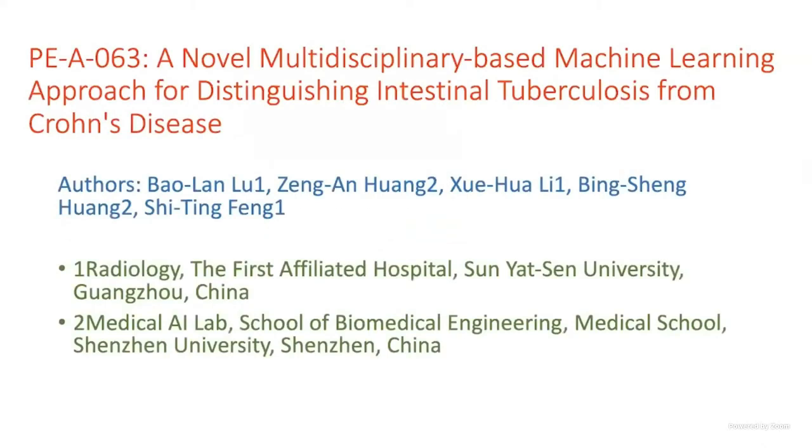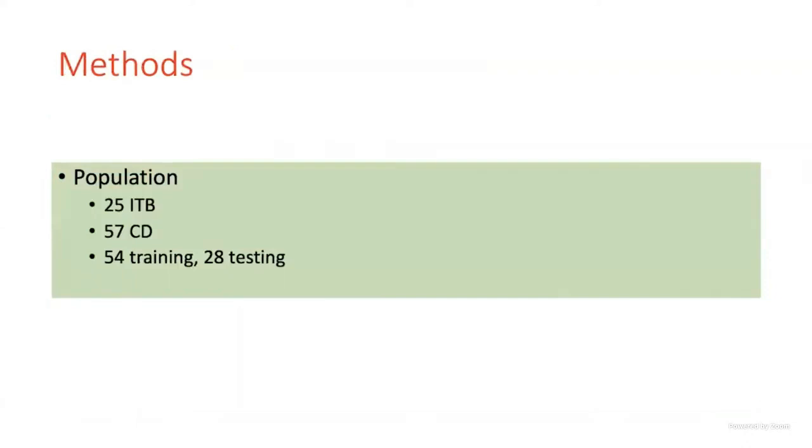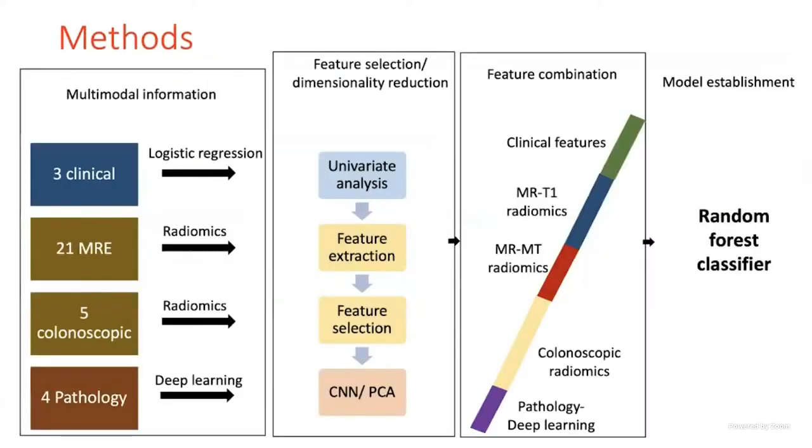The other aspect related to machine learning was differentiating Crohn's disease from intestinal tuberculosis, which is a very common problem for us. So this study used an AI-based multi-parametric model to differentiate Crohn's disease from intestinal tuberculosis. It had 25 patients with TB and 57 with Crohn's disease, of which 54 were included in the training and 28 in the testing cohort. It had multimodal information, including 3 clinical features, 21 MRE features extracted through radiomics, 5 colonoscopic features again extracted through radiomics, and 4 pathological features extracted through deep learning.